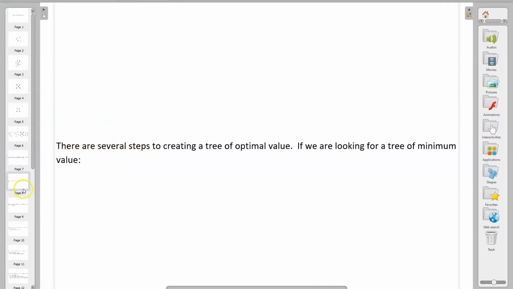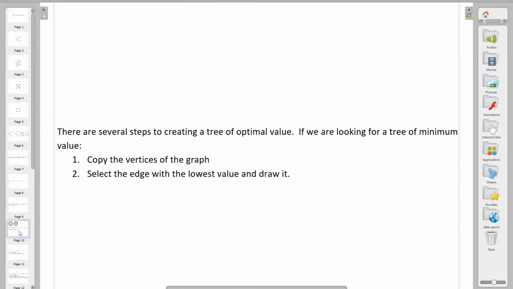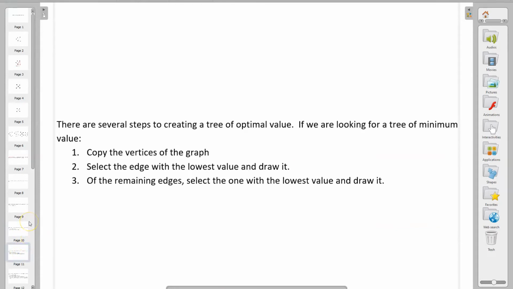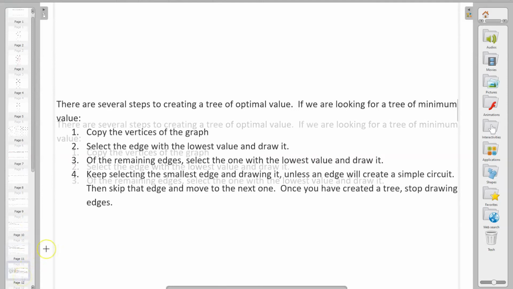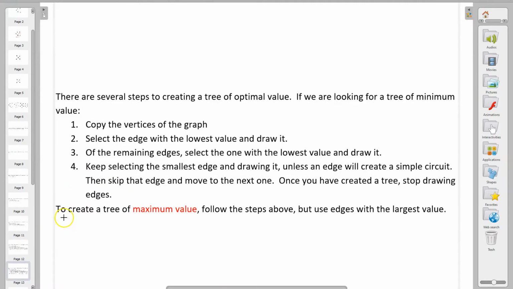There are several steps to creating a tree of optimal value. If we're looking for a tree of minimum value, we copy the vertices of the graph, select the edge with the lowest value and draw it, and then of the remaining edges, we select the one with the lowest value and draw it. Then we keep selecting the smallest edge and drawing it, unless an edge will create a simple circuit. If it creates a simple circuit, then we skip that edge and move to the next one. Once you've created a tree, stop drawing edges. To create a tree of maximum value, follow the steps above, but use the edges with the largest value.